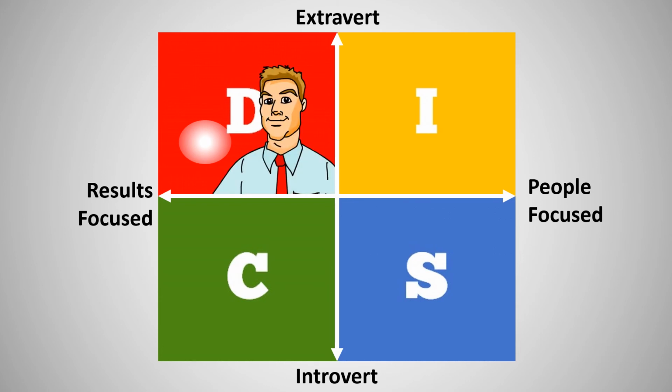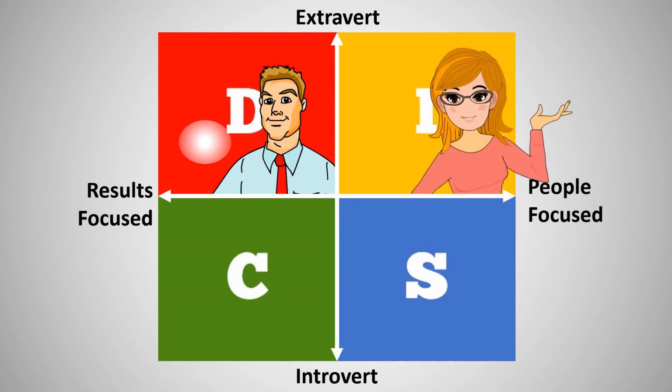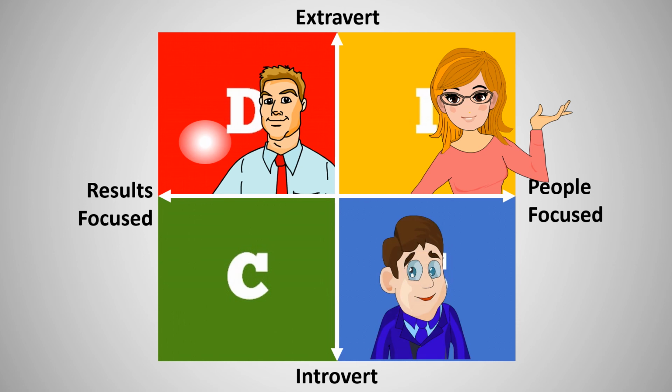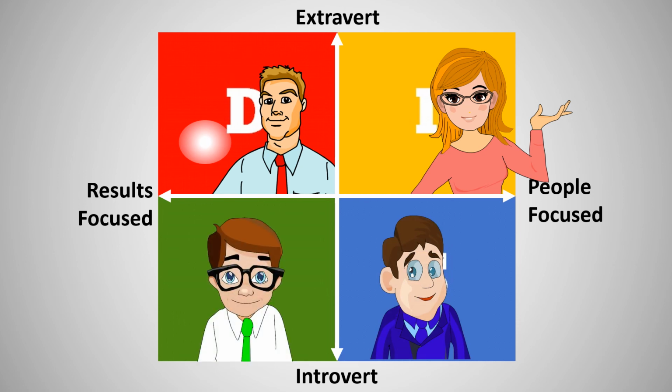DISC In Power also uses human mascots as well. For the dominant, it's Dominic. For I, it's Iggy, the influencer. For S, it is Sammy, who's steady. And for C, it's Clyde, who is of the compliance or compliant DISC type.